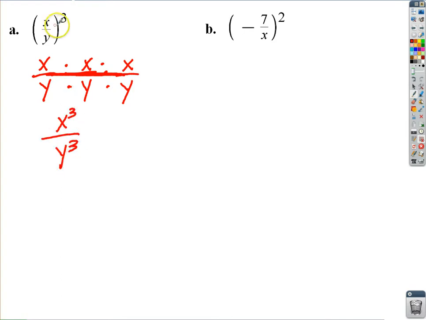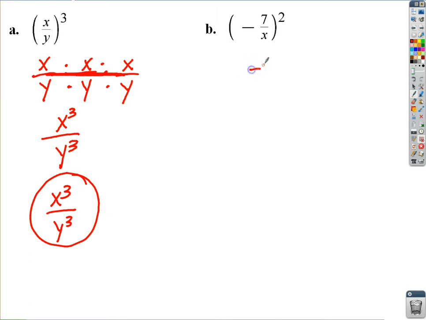Right? And if you see this, if you would have just separated this, x cubed, right? We could have said x cubed, and then y cubed over y cubed, we would have ended up with our same answer. Okay? So why don't you go ahead and try B, and you do that one on your own.